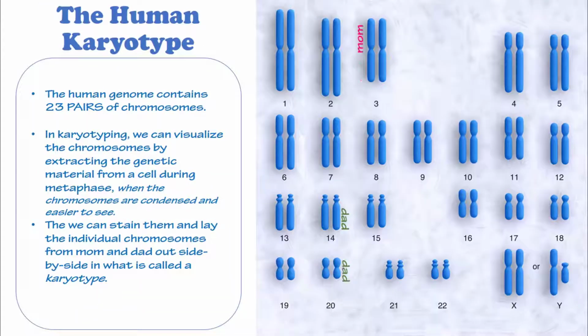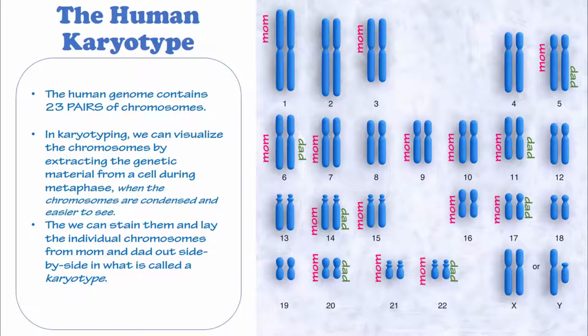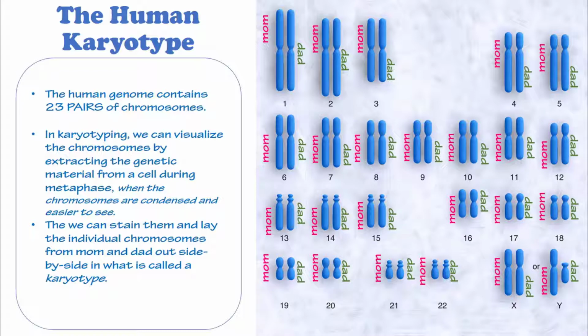The human genome contains 23 pairs of chromosomes. In karyotyping, we can visualize the chromosomes by extracting the genetic material from a cell during metaphase, when the chromosomes are condensed and easier to see. Then we can stain them and lay the individual chromosomes from mom and dad out side by side in what we call a karyotype.